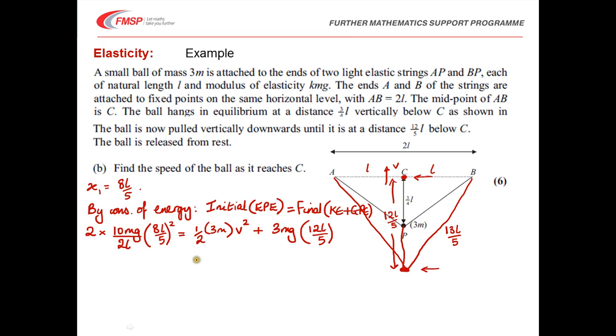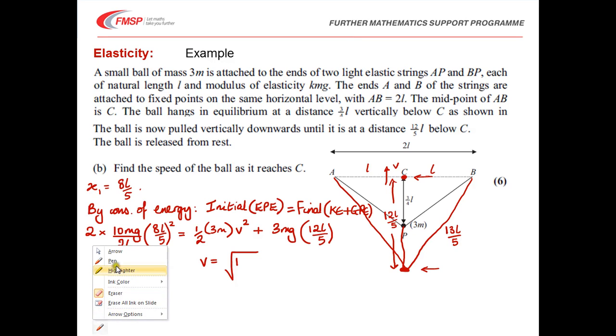All of that then becomes a case of reducing the algebra down. You can cancel the m's all the way through, and with a little bit of careful rearrangement you end up with v squared is 184 over 15 times gL. So the velocity that we were looking for is going to be the square root of all of that. I'm sorry, not 185, apologies. That should be 184.